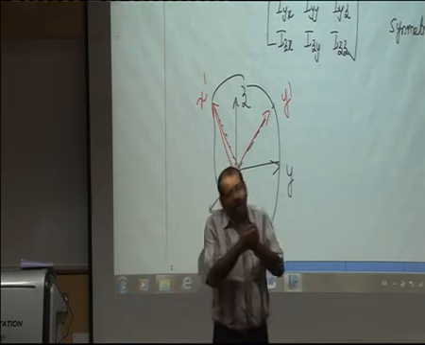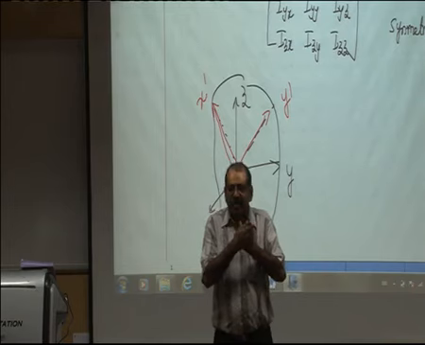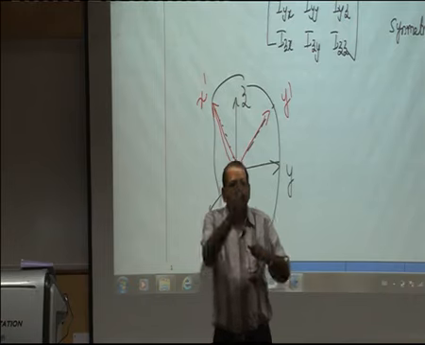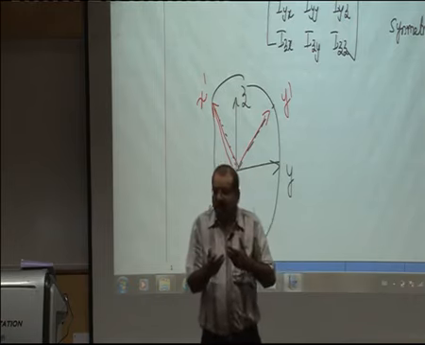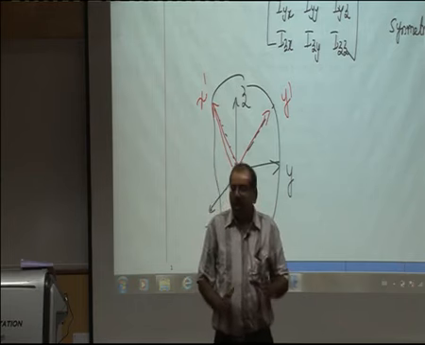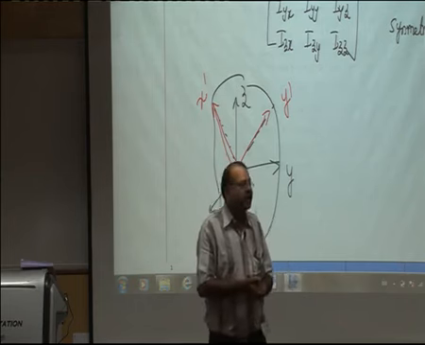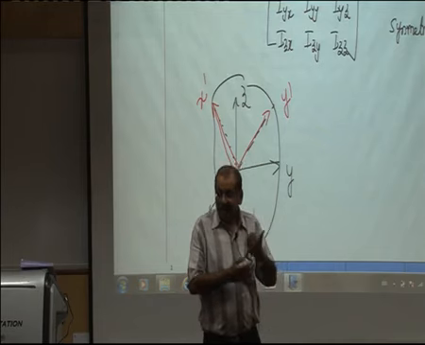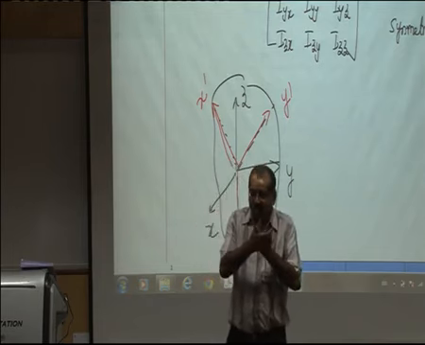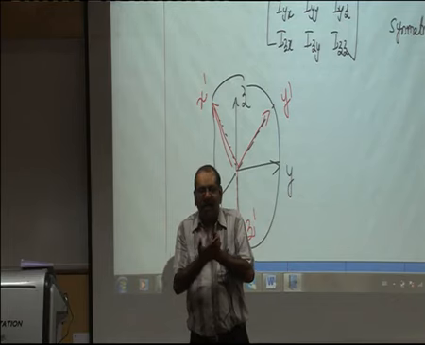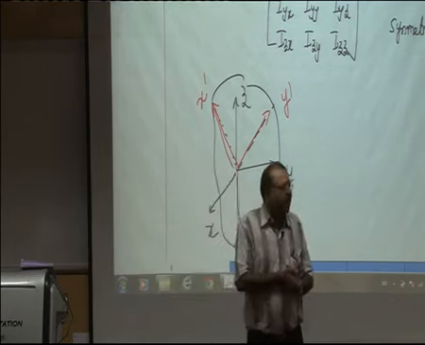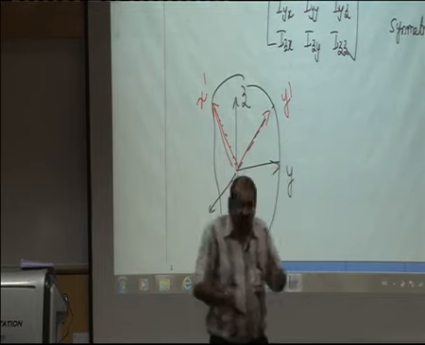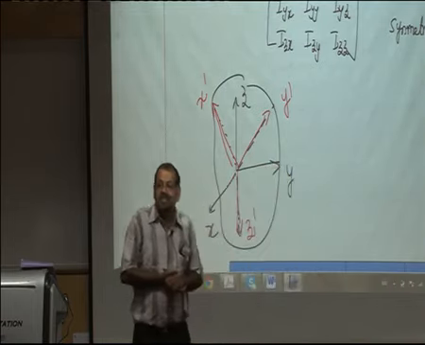Now, if I allow force and area vectors both to be independent, that means force direction could be x, y, z. Similarly, area's direction could also be x, y, z. When I put both of these together, how many possible combinations will I get? 9. Force could be in x, area could be in x. Force could be in x, area could be in y. Force could be in x, area could be in z, and so on. So, totally I will get 9 combinations. And again that becomes what is a second order tensor.